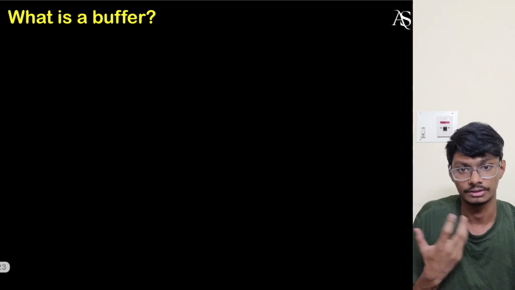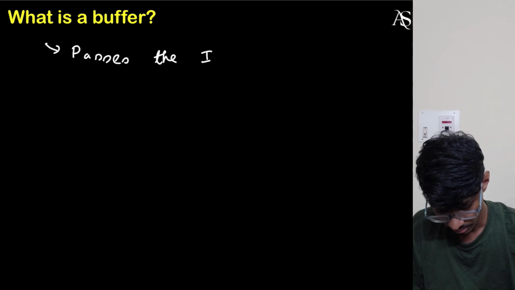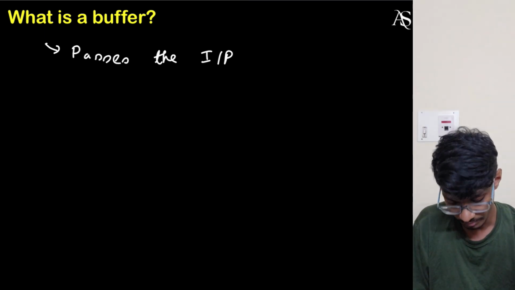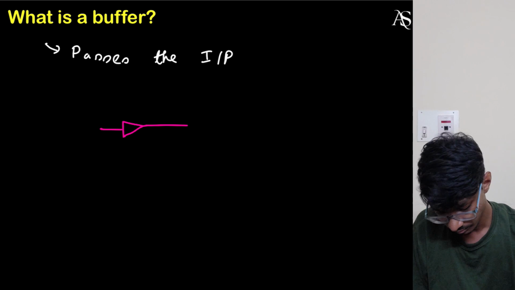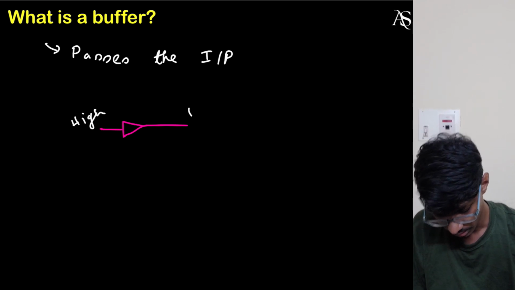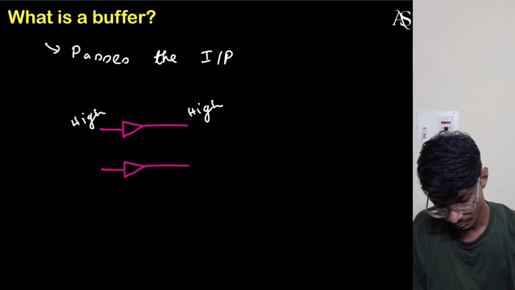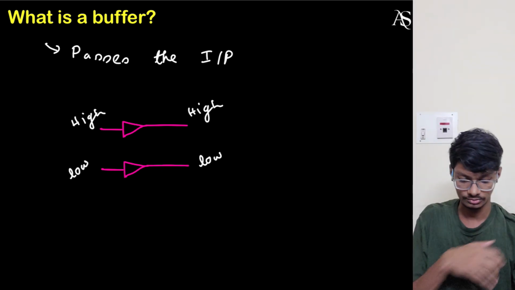So let us first understand what a buffer is. A buffer basically passes the input. What is the symbol of a buffer? The symbol of a buffer is something like this. If our input is high, then the output will also be high. And if our input is low, then our output is also low. So this is what a buffer does.